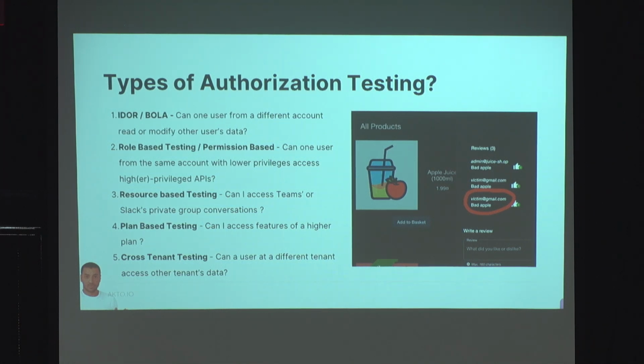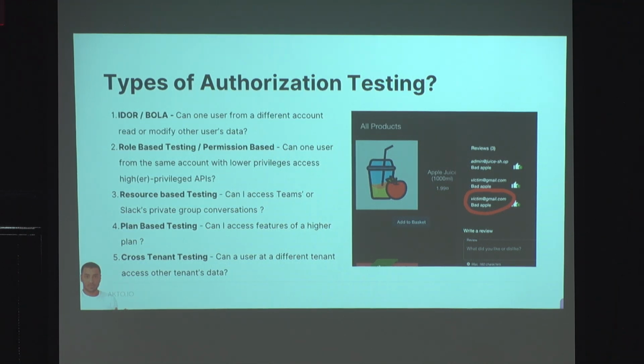The second is role-based testing. This means I have a user. Imagine a business app, where a group of users are part of the same account. I don't have admin privileges on the account, but I can still go ahead and execute some of those admin functionalities. It might be the case that I cannot do it through the user interface, but if I just hit the API, it might just work.